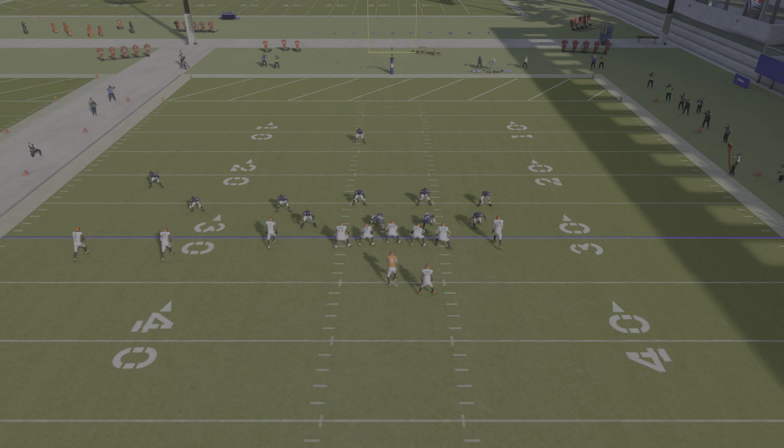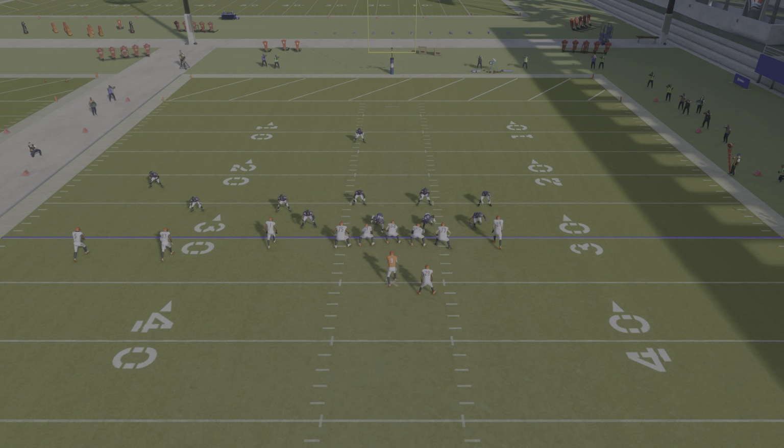The biggest change when it comes to playing College 25 as opposed to Madden is the boundary and the field. Okay, maybe not the biggest thing, but it is very important. So this is Madden.